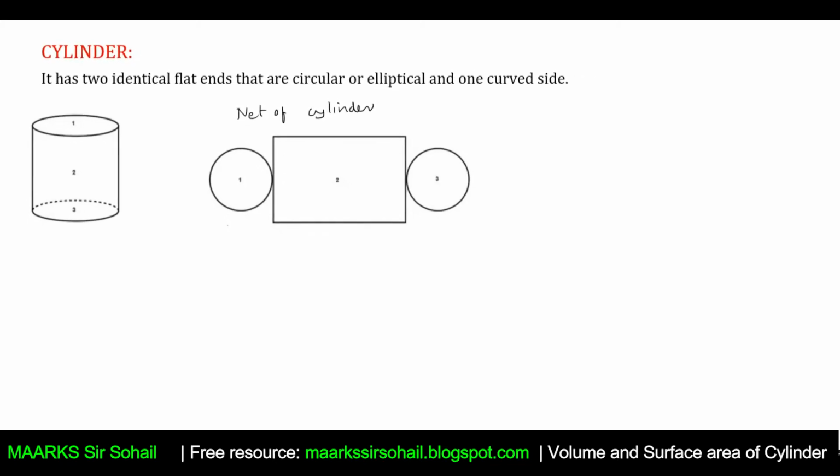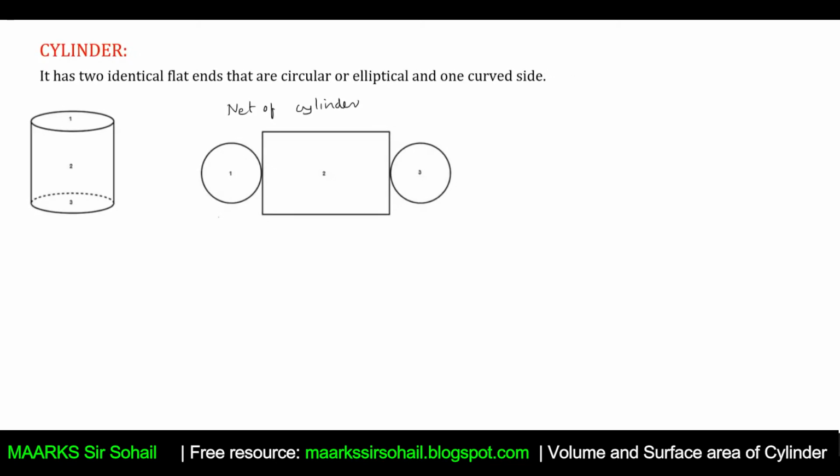Now the volume and the surface area of a cylinder. The volume of a cylinder is pi r square h, where pi r square is actually the base area, the area of a circle, multiplied by the height. This is the height of the cylinder, and from the center to the edge we have the radius. So we have a radius and a height in the cylinder to find the volume.